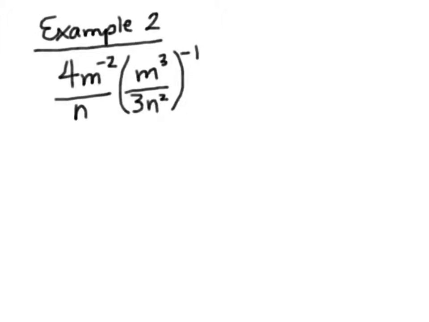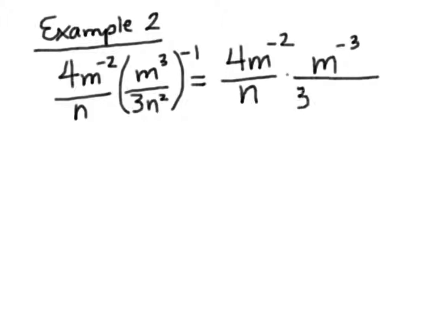Okay, same thing with example 2, except now we have a negative 1 to distribute. So we're going to start by distributing the negative 1 before we care anything about the 4m to the negative 2 over n. So remember, you can distribute by multiplying the exponents. So this gives us m raised to the negative 3 divided by 3 to the negative 1 and n to the negative 2.